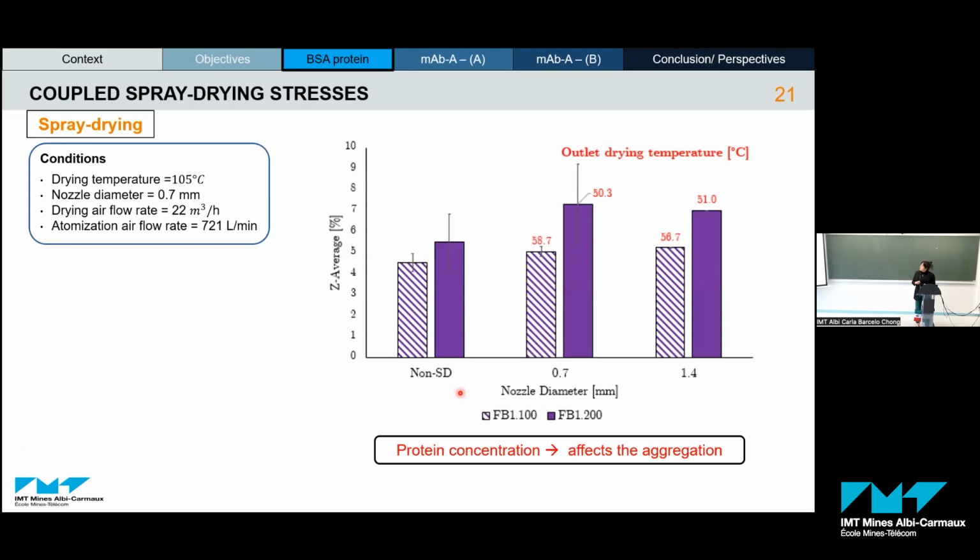In terms of aggregation, we can observe as well that we have similar results to the ones obtained for the shear stress test. Again, the higher concentration, 200 milligrams per ml, shows to have a higher impact on the presence of aggregation during this process. I also want to notice that the aggregation obtained for the spray drying is slightly higher than the one obtained for just the decoupled shear stress.